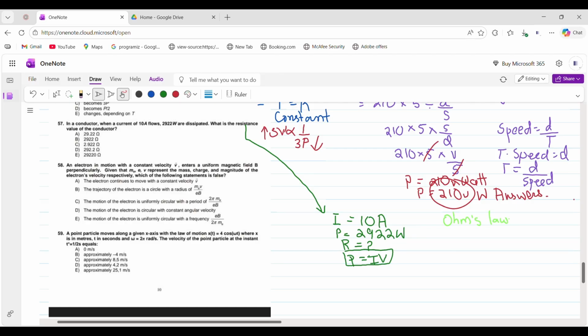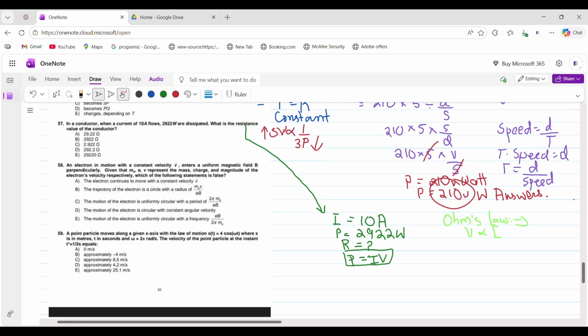What's Ohm's law basically? Ohm's law tells us that the velocity is directly proportional to current. Not velocity but voltage, I'm sorry. So voltage is directly proportional to current. This is what we call Ohm's law, right? It tells us the voltage is directly proportional to the current.